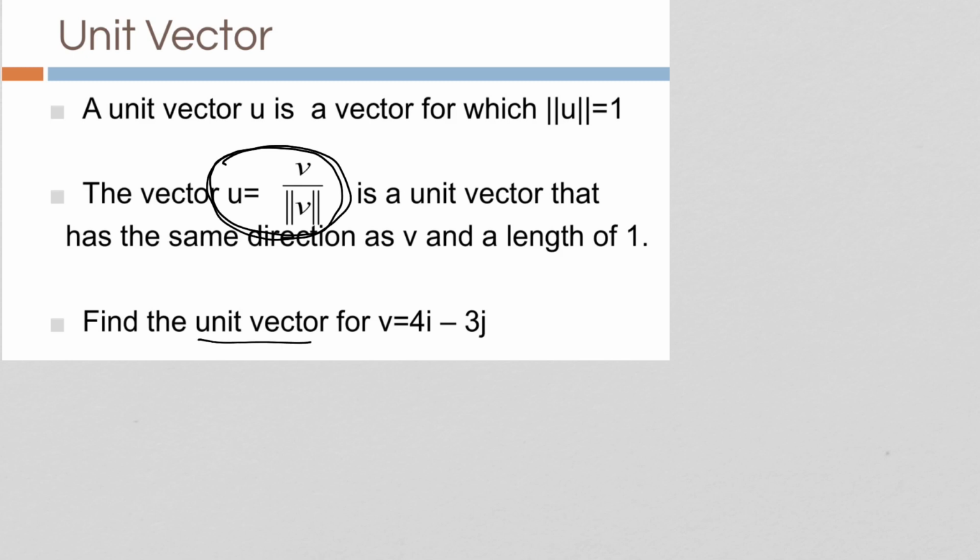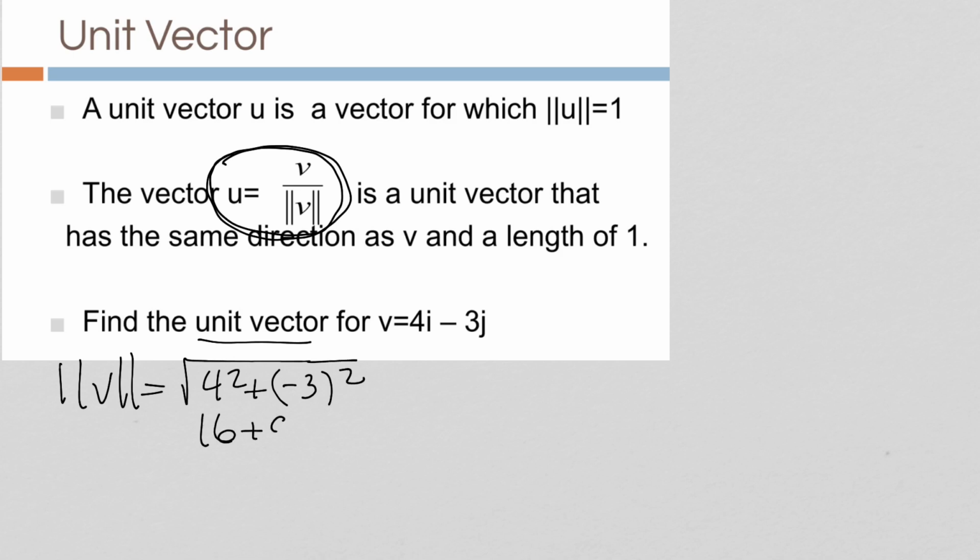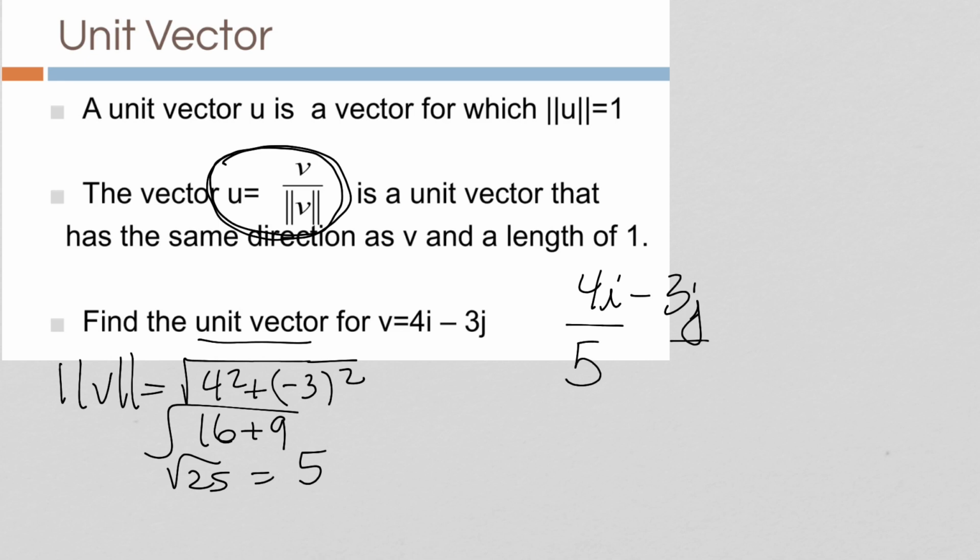To get the unit vector for 4i minus 3j, I've got to get the magnitude for this vector first. So let's go ahead and do that. So that's 4 squared plus negative 3 squared, square root of 25. So my magnitude for this vector is 5. So I'm going to take my vector and divide each component by the magnitude, which is 5. So my unit vector for the first example is 4/5 i minus 3/5 j.